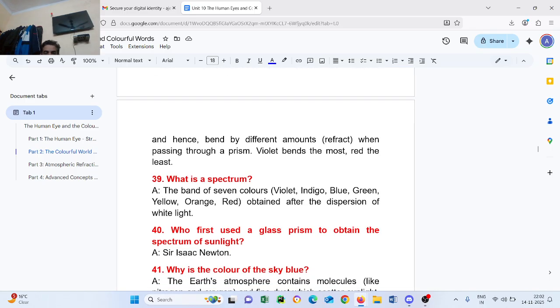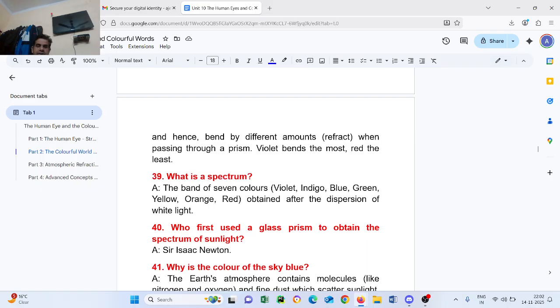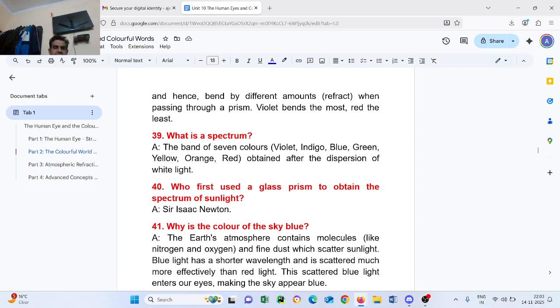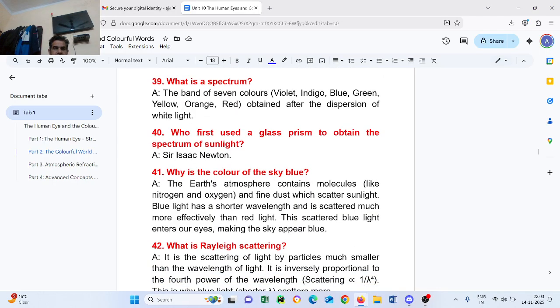What is the spectrum? The band of seven colors, violet, indigo, blue, green, yellow, orange, red, obtained after dispersion of white light. Question number 40. Who first used a glass prism to obtain the spectrum of sunlight? Sir Isaac Newton.